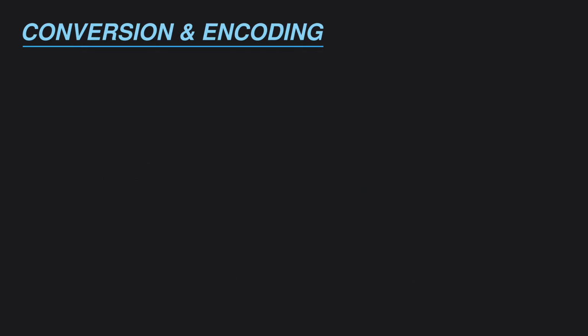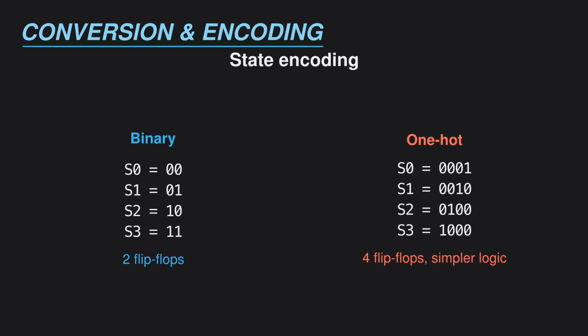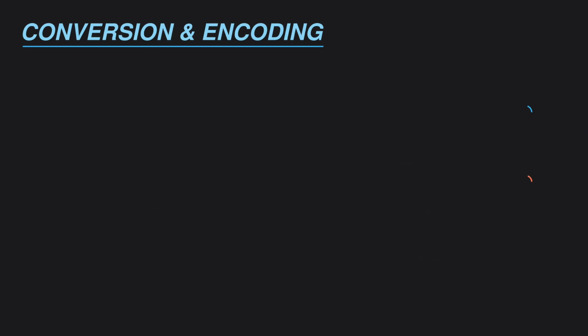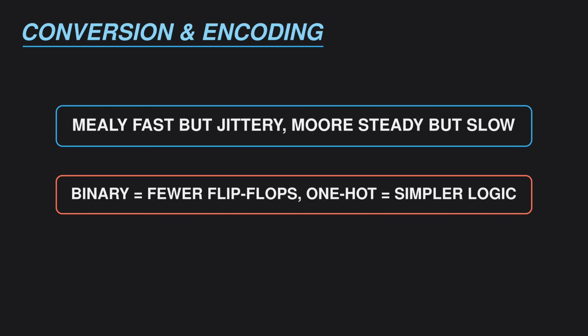A quick word on encoding choices. Binary encoding minimizes the number of flip-flops. One-hot encoding minimizes and speeds up the logic, but it costs more flip-flops. Neither one is wasteful. They are simply 2 points on a trade-off. And on reconfigurable chips, one-hot is often the better choice. So remember this pair of phrases. Mealy is fast but jittery, while Moore is steady but slow. And binary means fewer flip-flops, while one-hot means simpler logic.